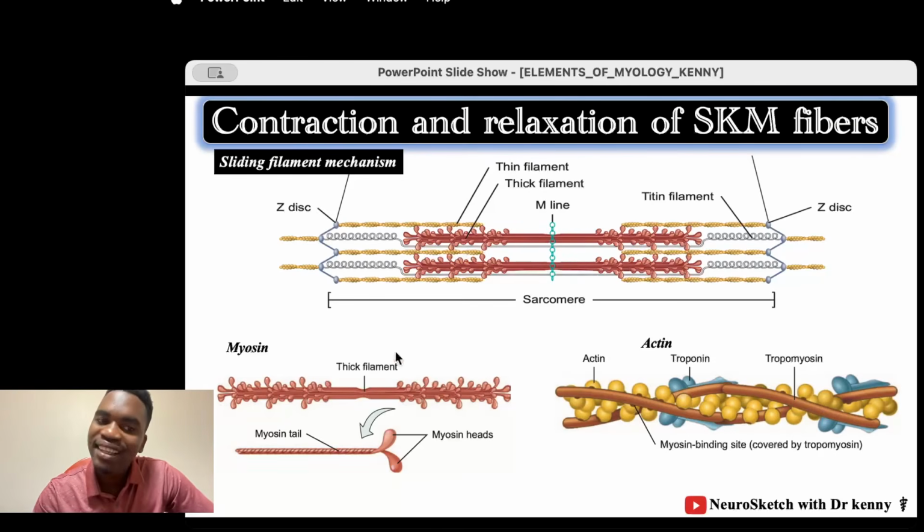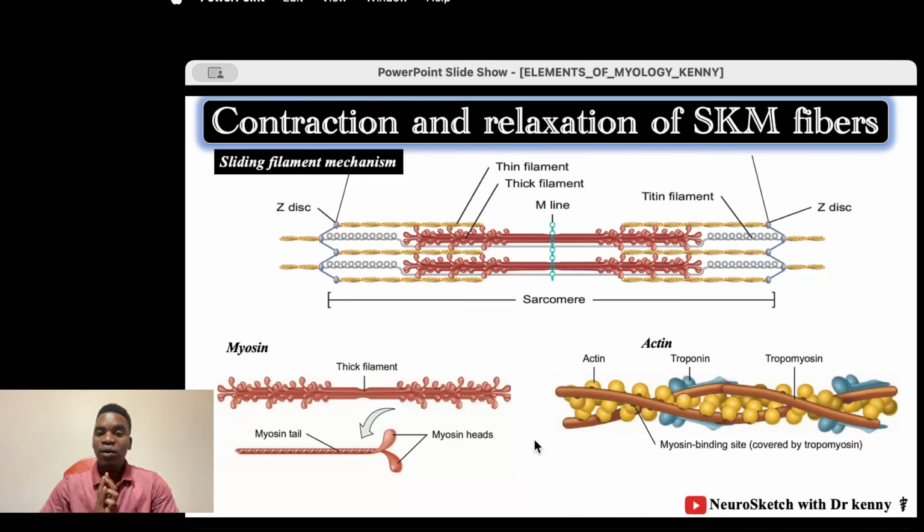You see, the myosin was about to bind to the actin protein. So the actin protein actually possesses a myosin binding site, the site that could be bound by the myosin protein. But naturally, in the relaxed situation of a muscle, this myosin binding site is covered by the tropomyosin. This one is the tropomyosin, and this one is also a tropomyosin.